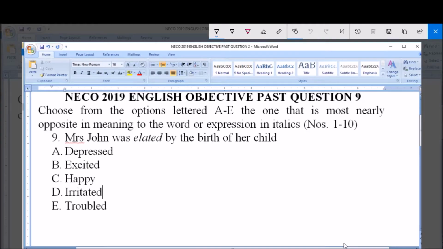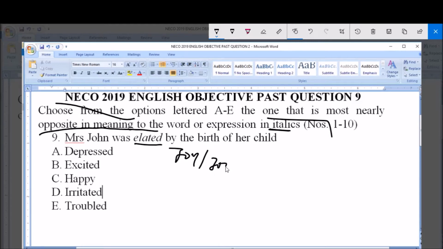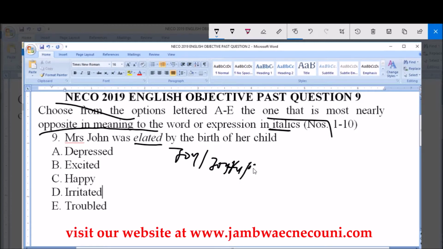Welcome. This is NECO year 2019 English Objective Past Question, question number 9. The instruction to this question says we should choose the word that is almost opposite in meaning to the word that is italicized. The italicized word here is "elated". When we talk of elated, it means joy or joyfully or happy.